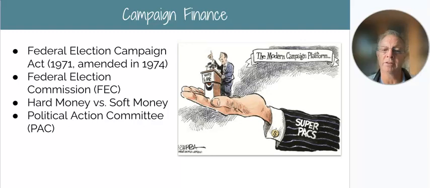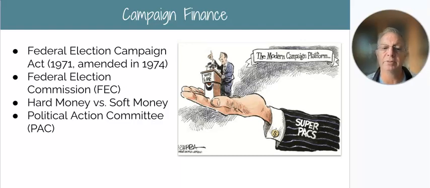Something called the Federal Election Campaign Act was created by Congress, and it was finalized by 1974. This created a new agency known as the Federal Election Commission. They are the ones that oversee our federal elections and make sure that campaign financing and donations from individuals as well as corporations and labor unions are legitimate.